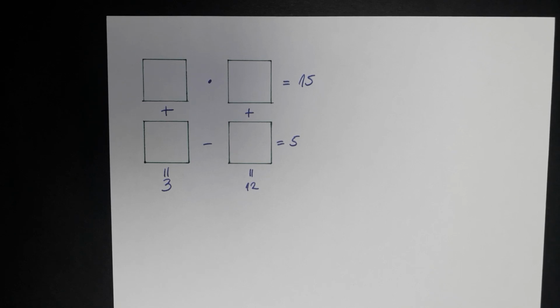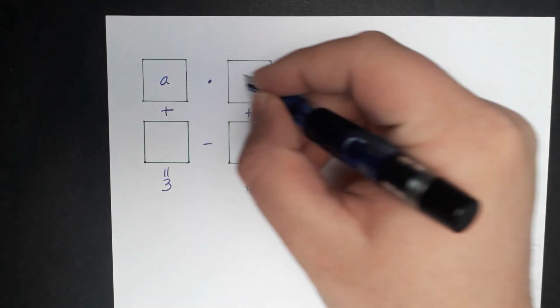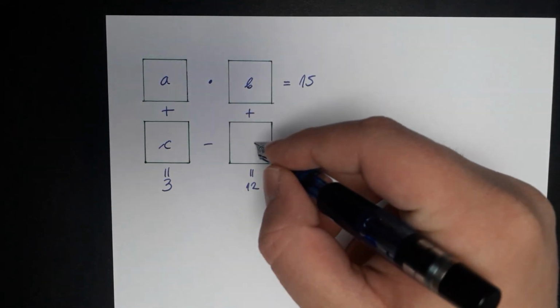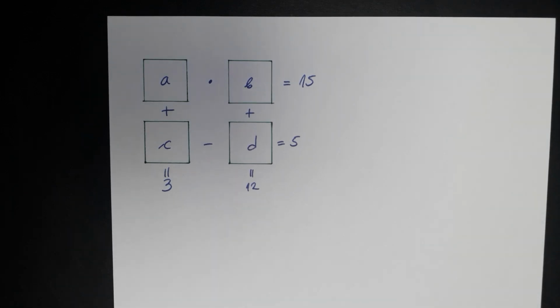So we have to find the numbers which are missing here in the yellow boxes. Let's approach this problem mathematically. We are going to do that by naming all the unknowns that we are looking for. So let's call these numbers A, B, C, and D. Therefore, we have to find A, B, C, D such that all of these equations are correct.